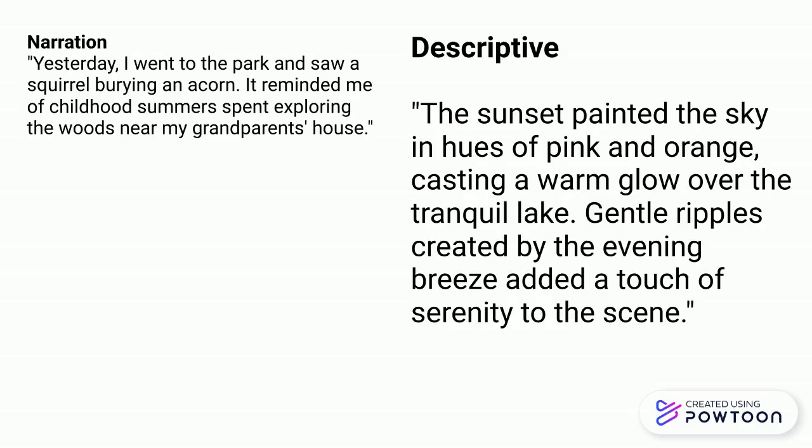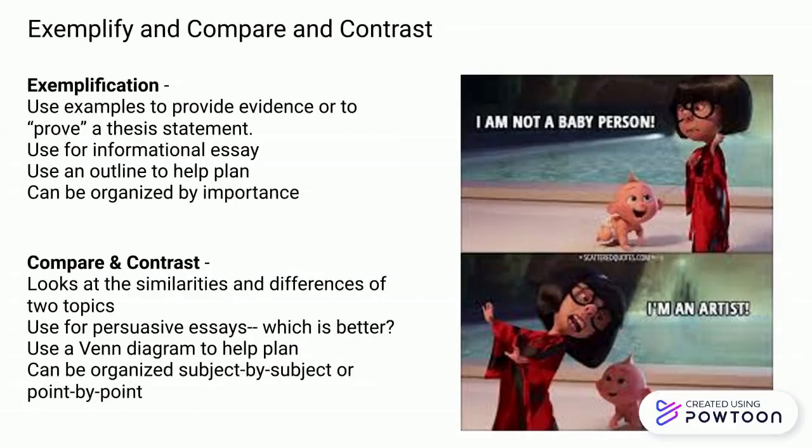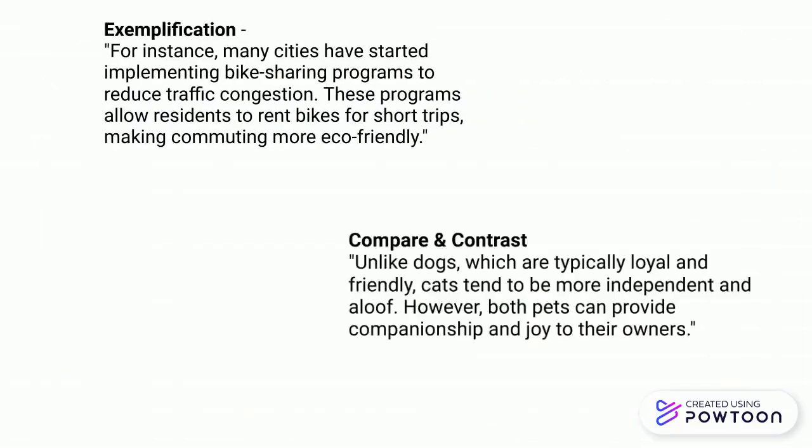The next 2 modes are exemplification and compare and contrast. In exemplification, we use examples to prove a thesis. It's used for informational essays, and it's organized by importance typically. In compare and contrast, we look for similarities and differences for 2 topics. The organization typically is subject by subject or point by point.